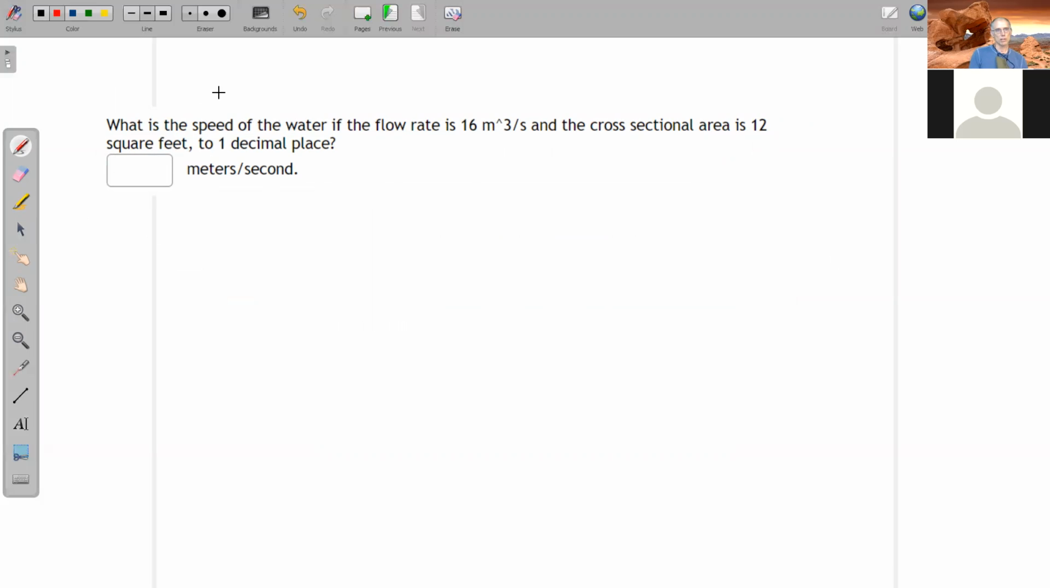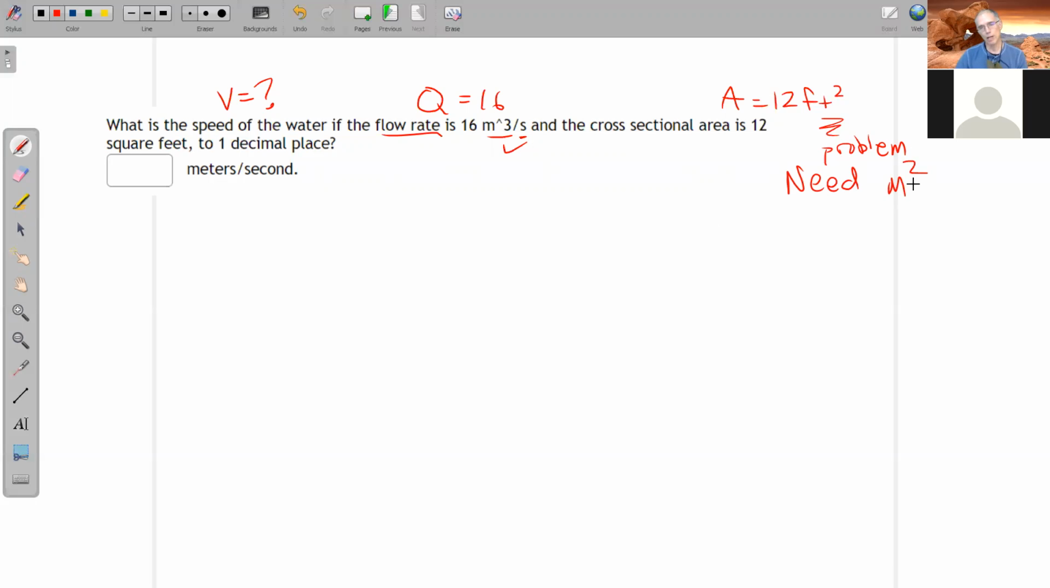What is the speed? So that would be V, so I don't know that. The flow rate, that's my Q. That's 16 meters cubed per second, so that looks okay. And then the area, A, they're saying is 12, but they said that's square feet or feet squared. And right away we should see, oh man, that's not meters, that's a problem. So we need to convert that in order to use the formula, because we need meters squared. And there's a couple ways to go about this.